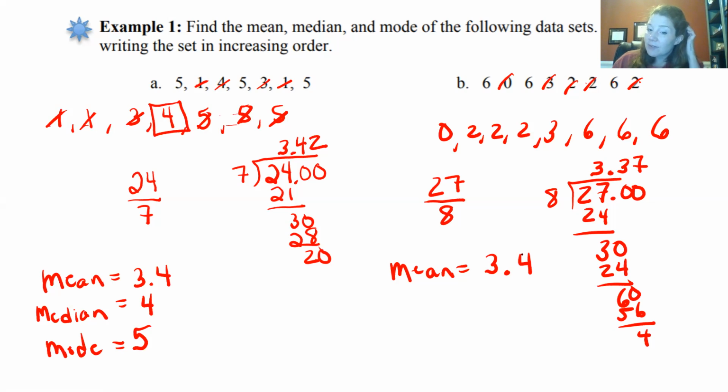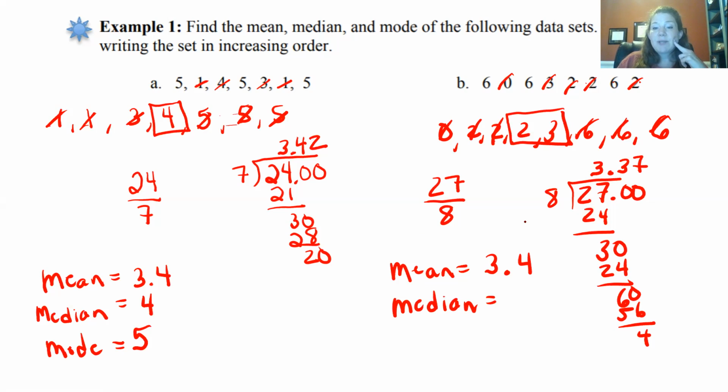All right, and then for the median, well, this is 8 digits. I'm gonna have 2 numbers in the middle. So I'm gonna mark off low, high, low, high, low, high. Now look, I ended up with 2 middle numbers. You can have 2 modes, but you can't have 2 medians. That's what I'm trying to find, the median.